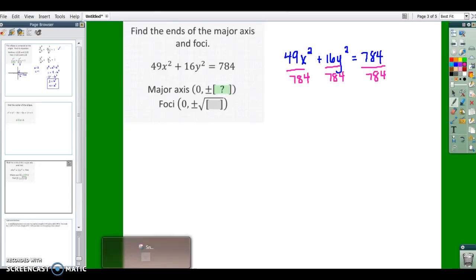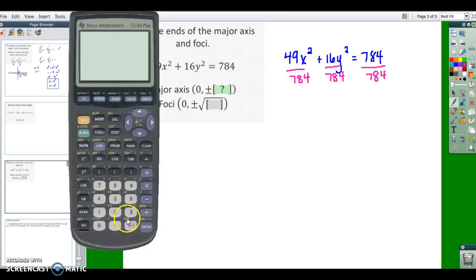So 49 goes into 784. My calculator's not working.